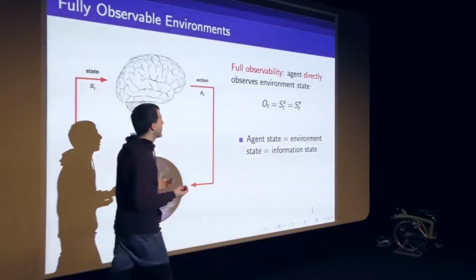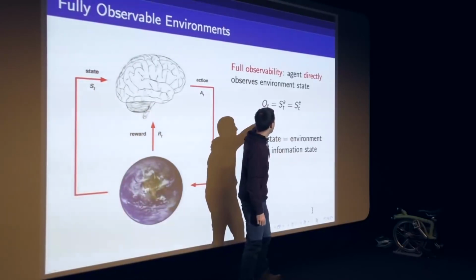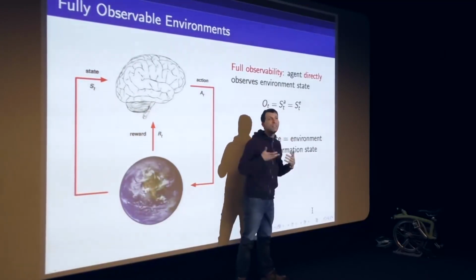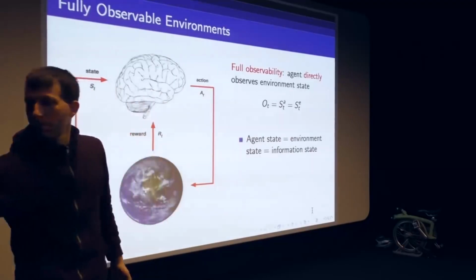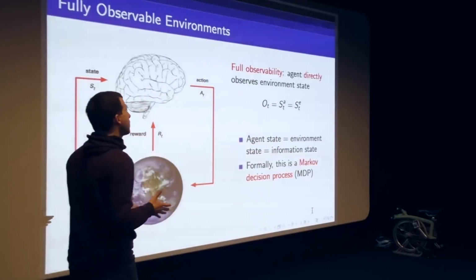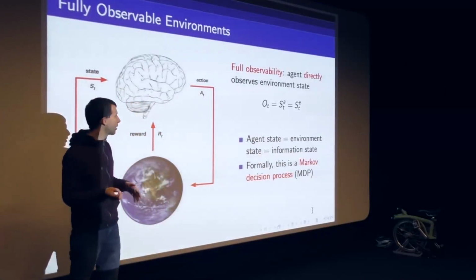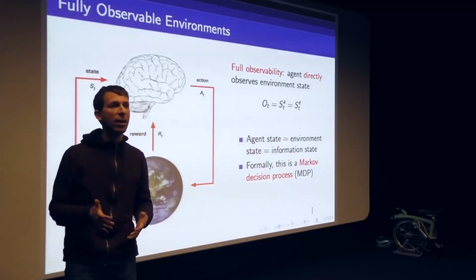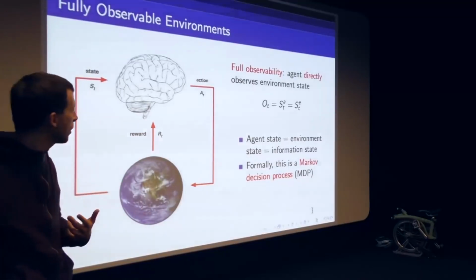And so another way to say that is that all of these things collapse to the same quantity. So the observation that we see is the same as the agent state, which is the same as the environment state. We get to see the environment state and use it as our agent state. And when we work with this type of representation, we come up with the main formalism for reinforcement learning, which is called a Markov decision process, or MDP for short. And we'll spend the next lecture actually understanding MDPs in more detail because they're a really powerful tool.